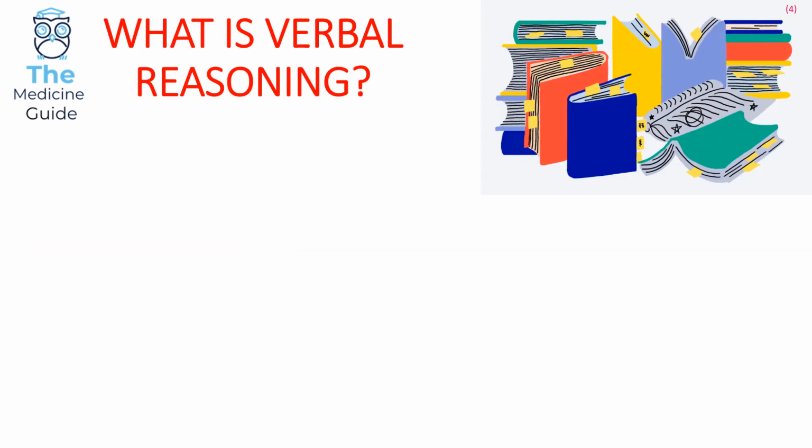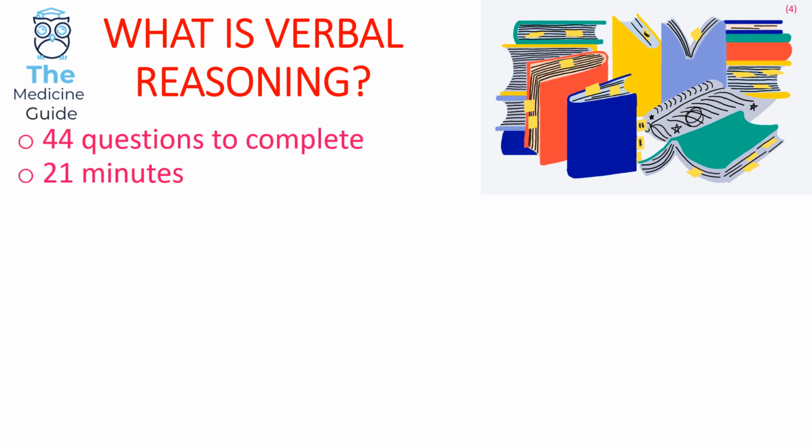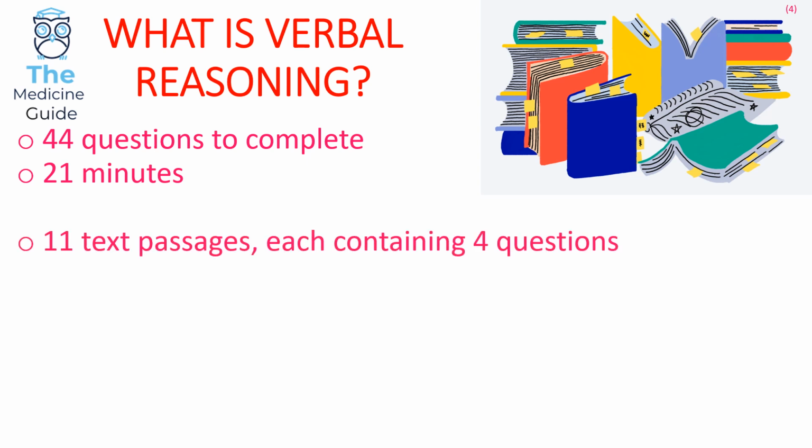Okay, so firstly we're going to look at the verbal reasoning. Like I said, you've got 44 questions to complete in 21 minutes. The verbal reasoning is an aspect of the UKCAT where it's focusing upon students' comprehension skills. So it's looking at your comprehension skills, your literacy skills primarily. There'll be 11 passages of text, each containing 4 questions.